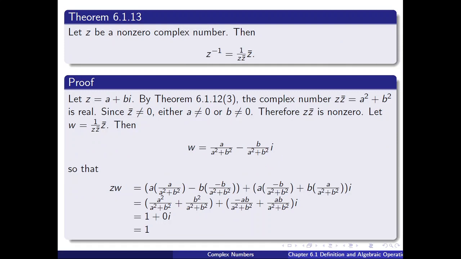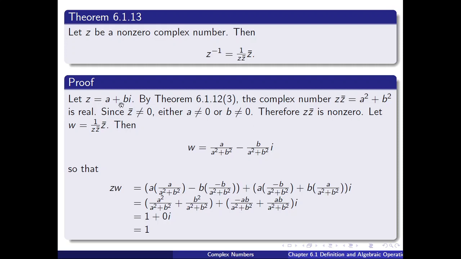Right, then we have another property, and this is Theorem 6.1.13 in the textbook. It says let z be a non-zero complex number, then its inverse is equal to 1 over z times its conjugate, the conjugate of z. So we've got a formula for how to get the inverse of z using its conjugate.